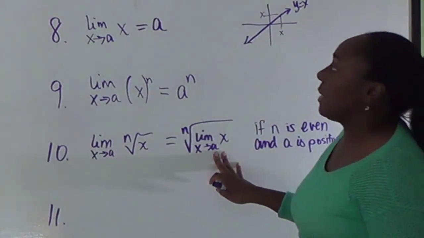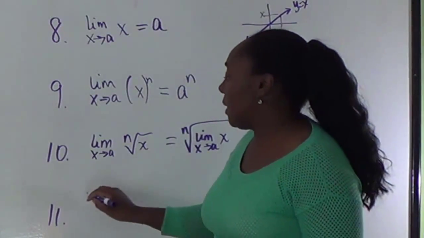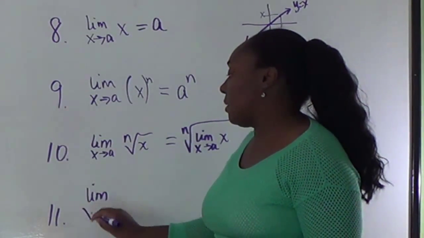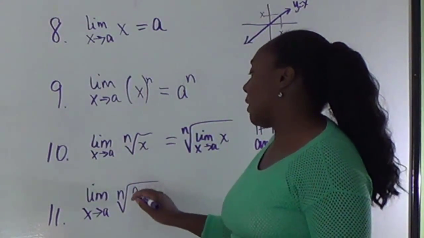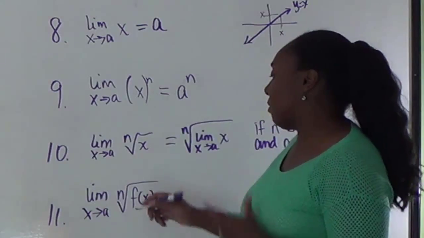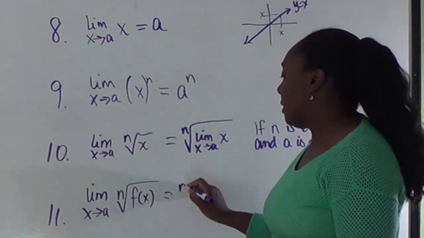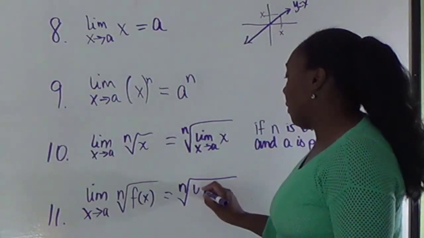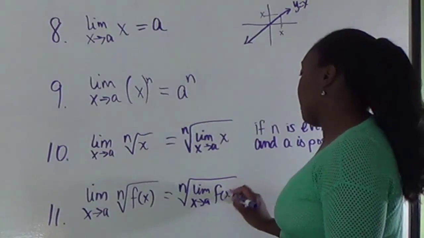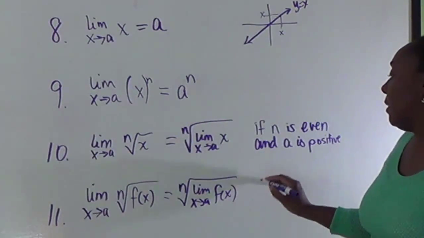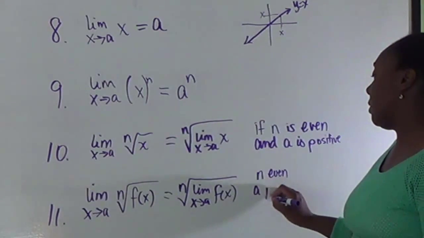And again, we can extend this a little bit further using properties 10 and property 6. It says that the limit as x approaches a of the nth root of f of x, meaning if it's not just x, the variable, it's some actual function, then I can still take the nth root of the limit as x goes to a of f of x. Okay, and again, this is for n even and a positive.